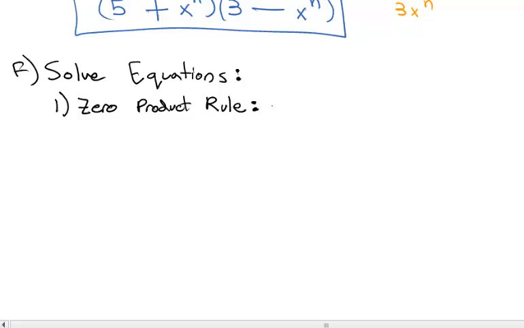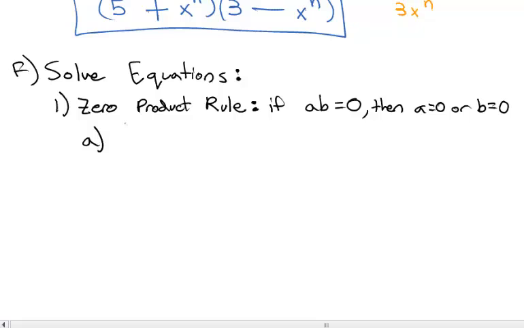And the idea of the zero product rule is if 2 things multiplied together equal 0, then one of them has to equal 0. Then A equals 0 or B equals 0. In other words, if we can set it equal to 0 and factor, we can set each factor equal to 0.